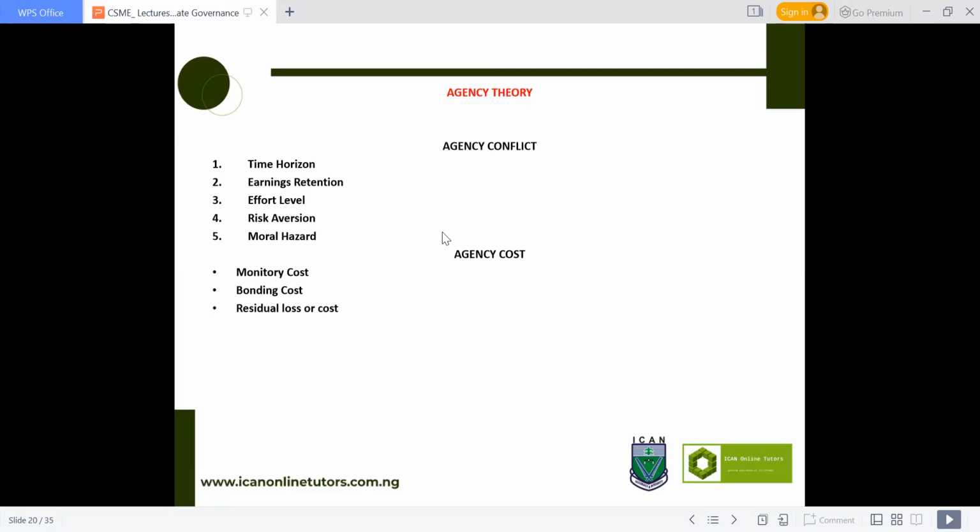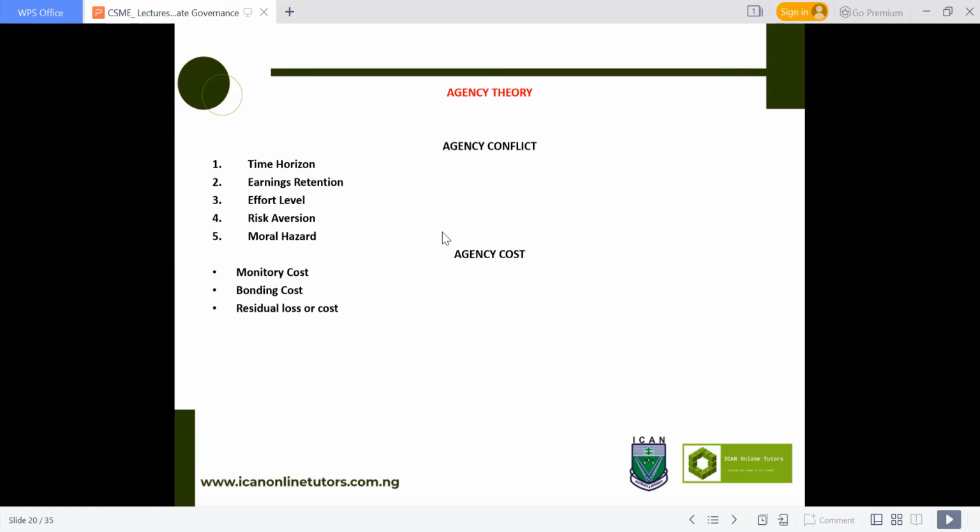Then we also have any retentions. Any retention is what? Please, do you get the first one? Time horizon. Time horizon is that the shareholder is thinking about the long term, while the director is thinking about the short term. We also have the second one called earnings retention.